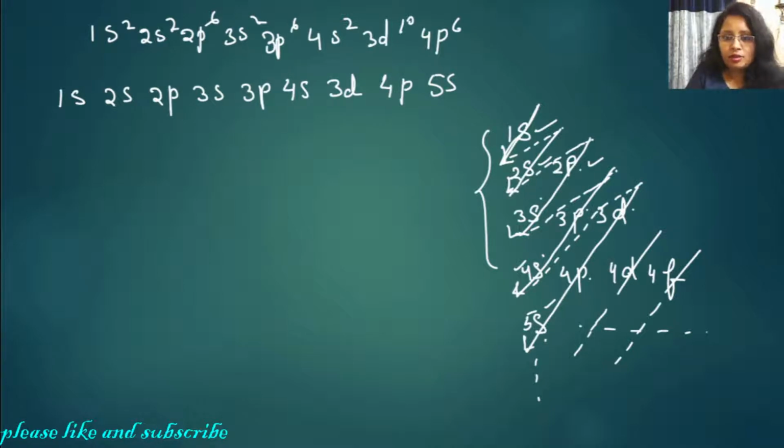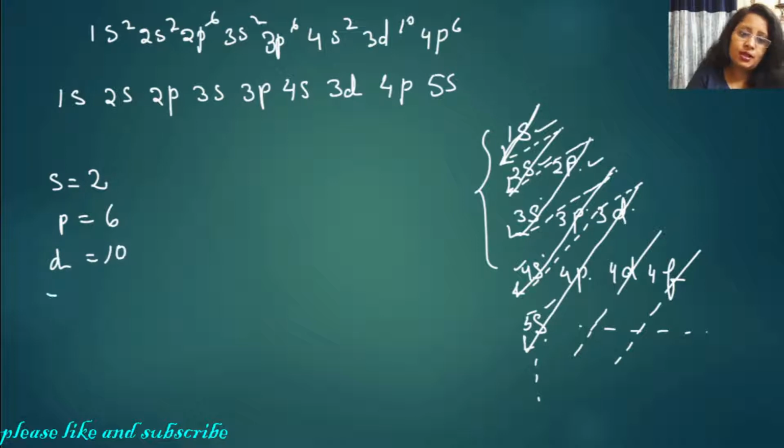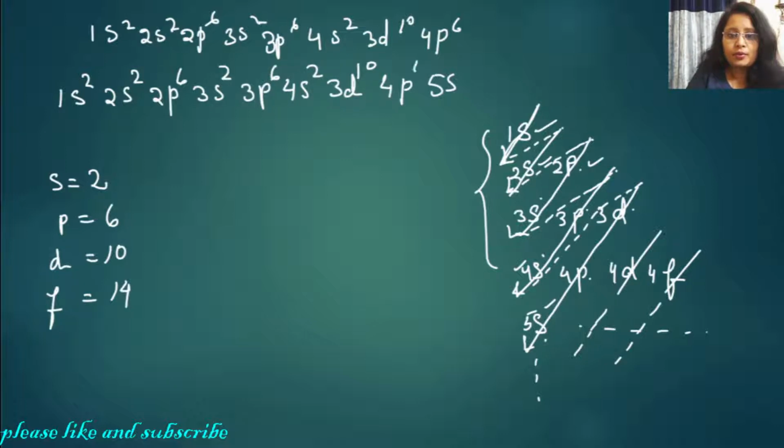One more thing we need to remember is that the maximum number of electrons in an s orbital is 2. In a p orbital it is 6, in a d orbital the maximum is 10, and in an f orbital it is 14 electrons. So we can write 1s2, 2s2, 2p6, 3s2, 3p6, 4s2, 3d10, then 4p6 and 5s2, like that. So this is the base of writing the configuration, which is given by Aufbau.